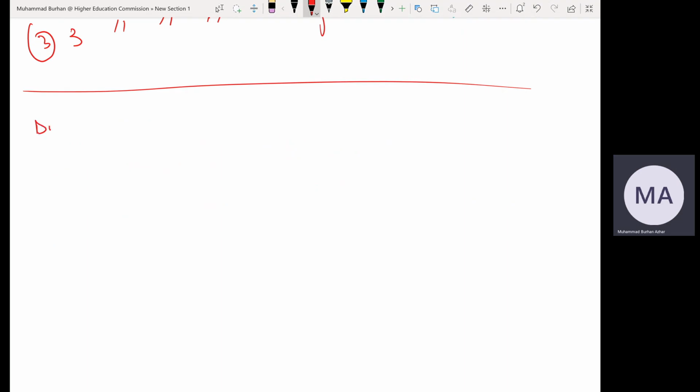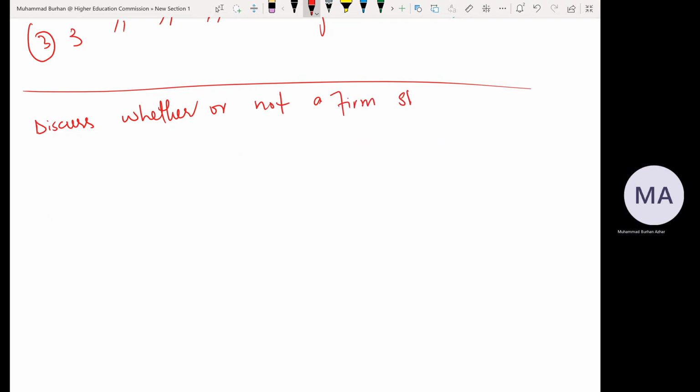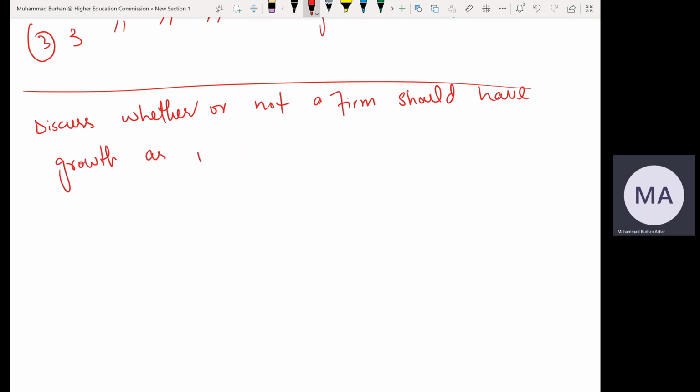Let's see, if I have a question to discuss whether or not a firm should have growth as its main objective. So the marking scheme for this particular question, this 8-mark question, is always that you can get up to 5 marks for arguing for one side. Okay? So up to 5 marks for why it should.